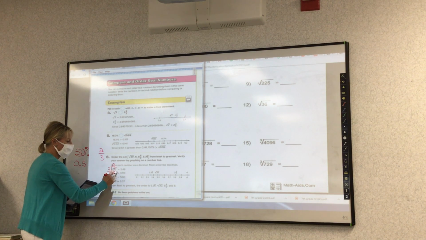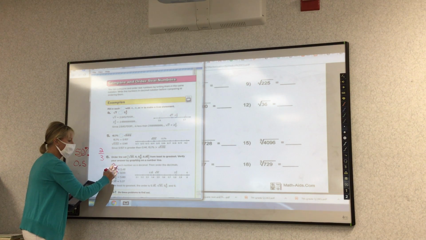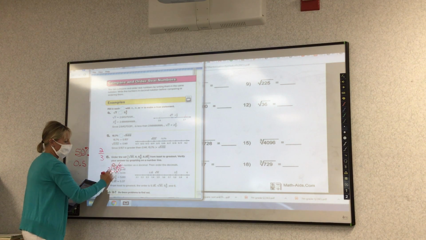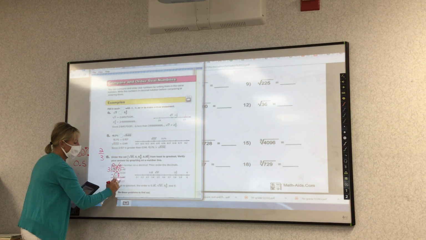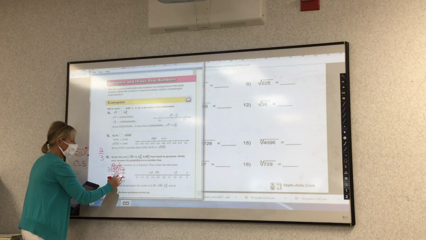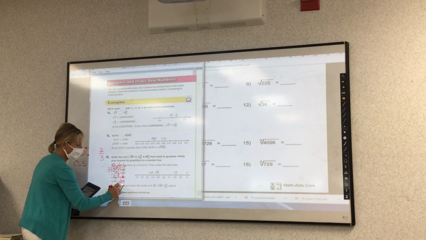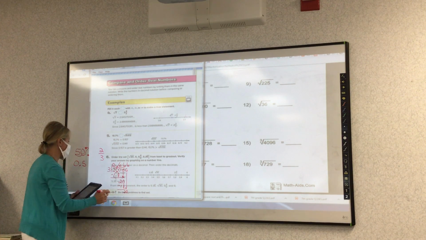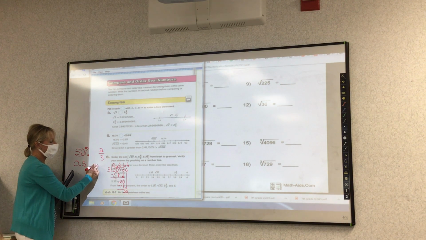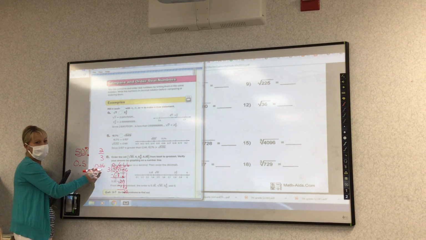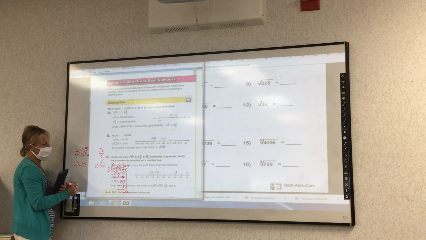3 does not go into 2, so I add a decimal, bring it up, add a 0. 3 goes into 20. 6 times 3 is 18. 2 left. Add a 0, bring a 0 down. 3 goes into 20, 6 times again. What's going to keep happening? It's going to keep repeating. But I made them both decimals, so I have 0.5 compared to 0.66 repeating.